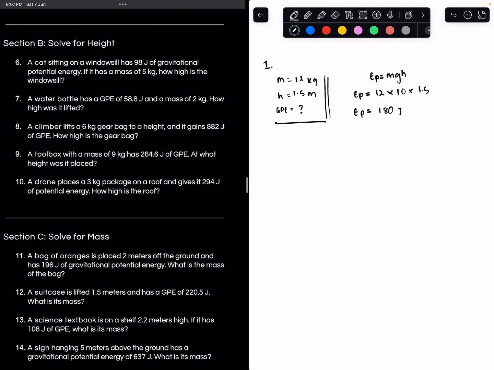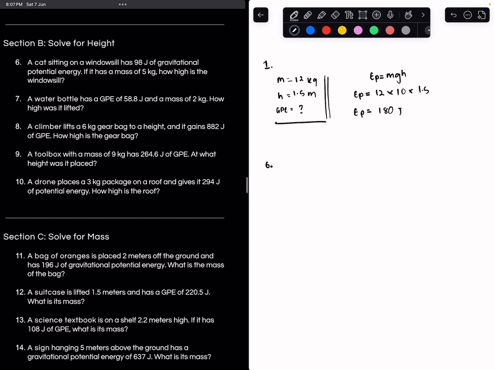Okay, so in section B, I'm going to start off with question 6. A cat sitting on a windowsill has 98 joules of gravitational potential energy. If it has a mass of 5 kgs, how high is the windowsill?